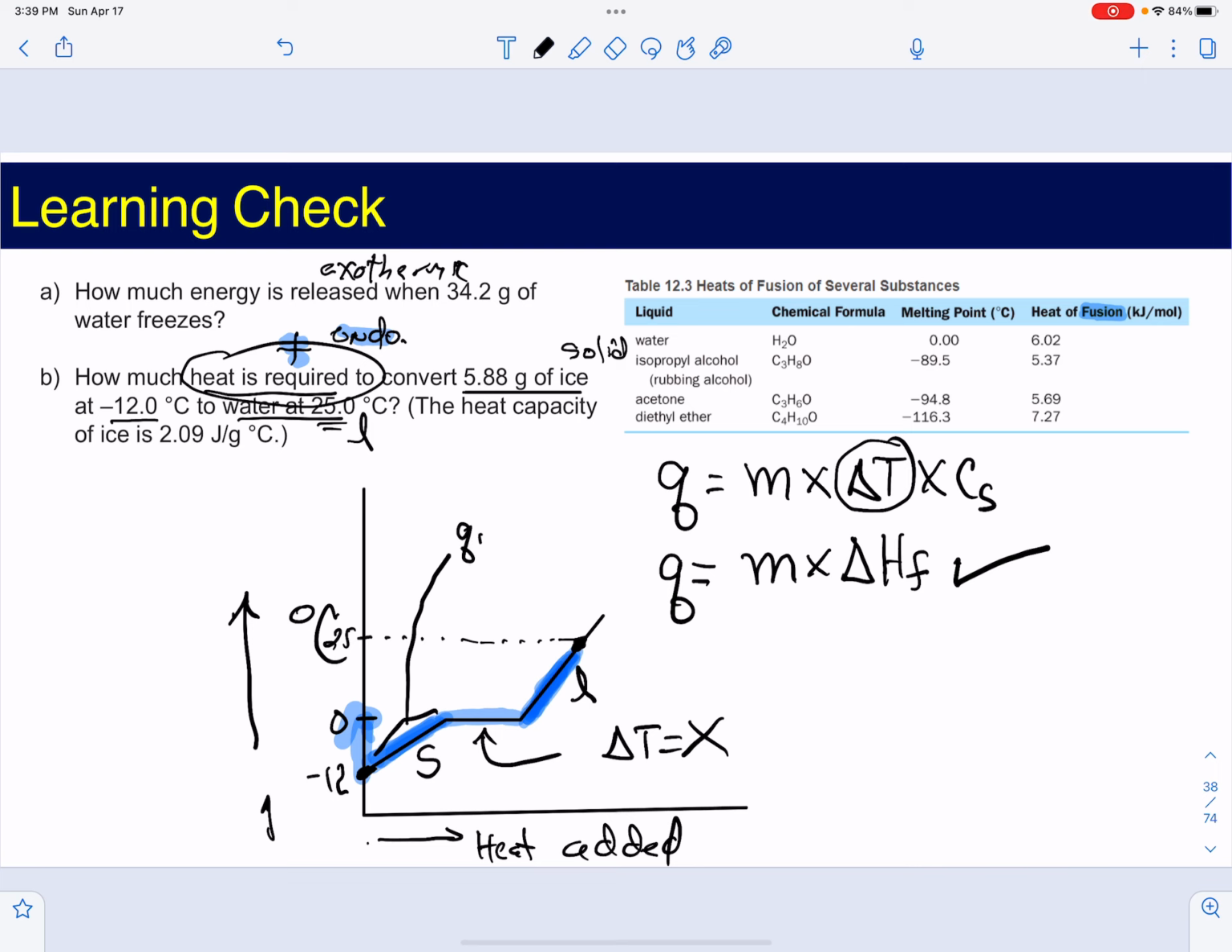We're gonna call that Q1. We're gonna calculate that section there. We're gonna call that Q2. And we're gonna calculate that section there. And we're gonna call that Q3. So the total energy is gonna be Q1 plus Q2 plus Q3.